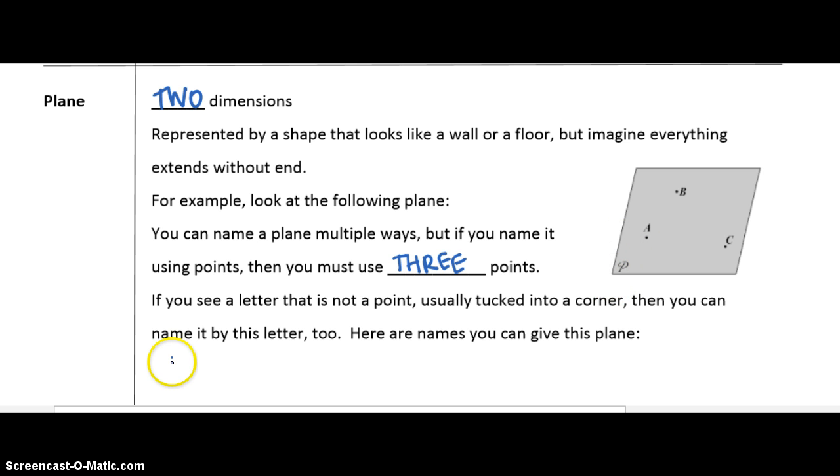So I could call this plane P. Okay, since that's not a point, that's a name. I could also call it plane ABC. I also could call it plane CBA, BCA, BAC. You could scramble up these 3 letters as long as you use 3 letters.